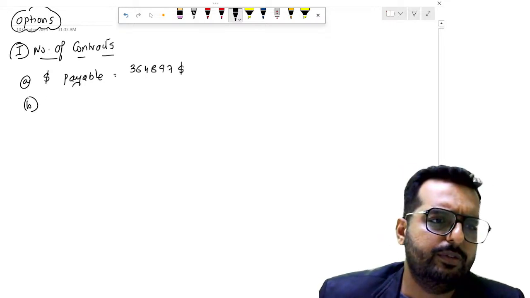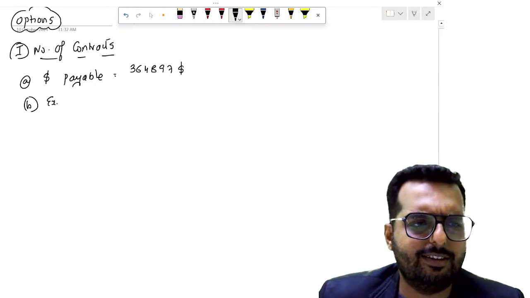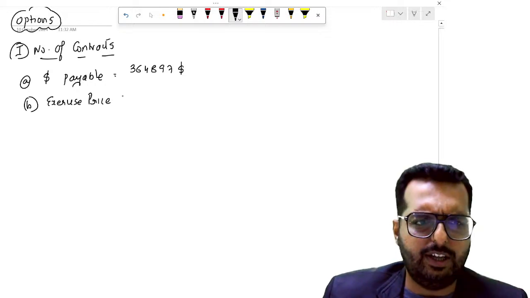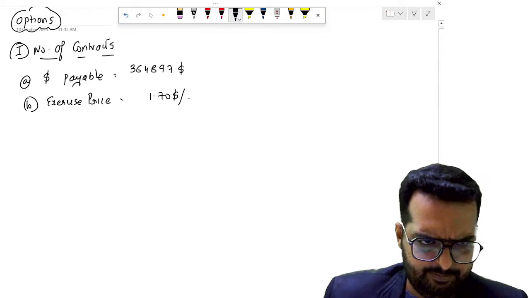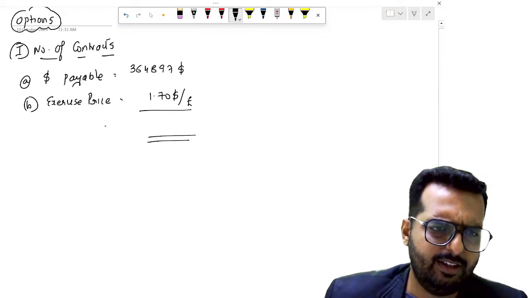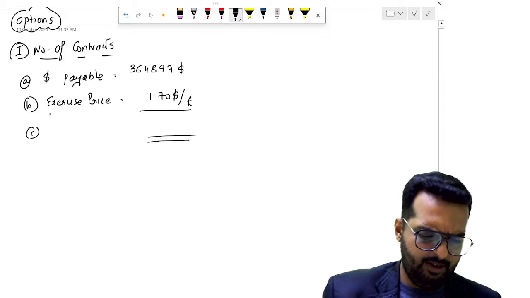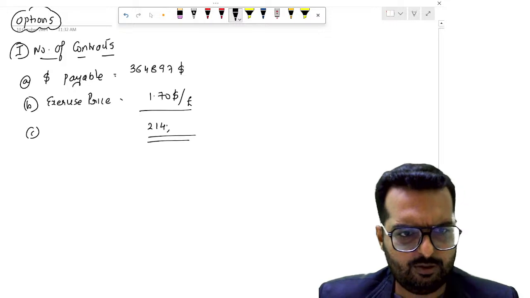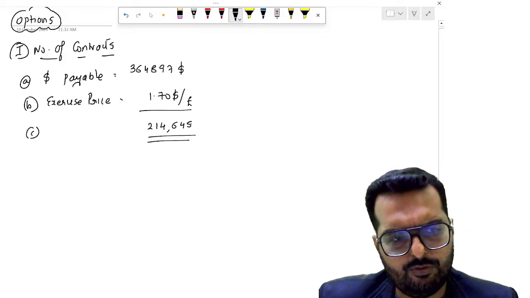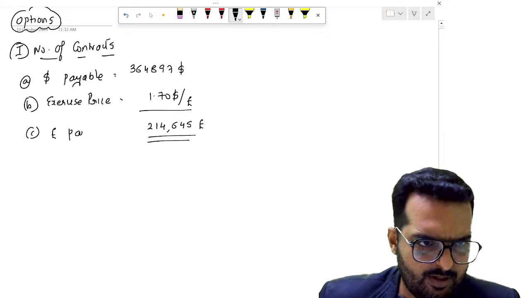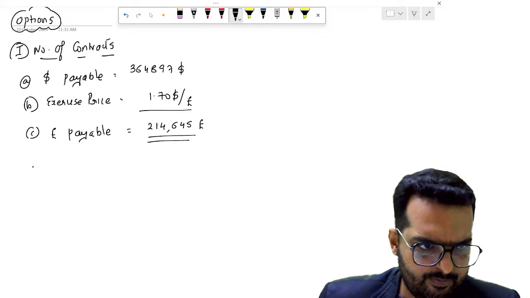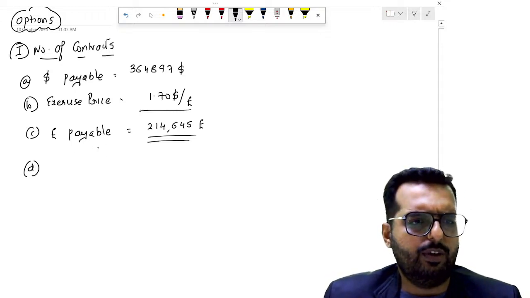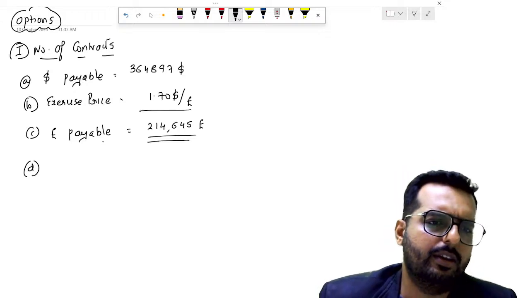First, I'll write down what my dollar payable is over here: $364,897. Am I right? If this is the dollar payable, I have to take the exercise price, because that is the price at which we are going to enter into a transaction. That is 1.7 dollar per pound. That is the exercisable price, right? So what is 364,897 divided by 1.7? Do I get the answer as 214,645 pounds? Am I right?